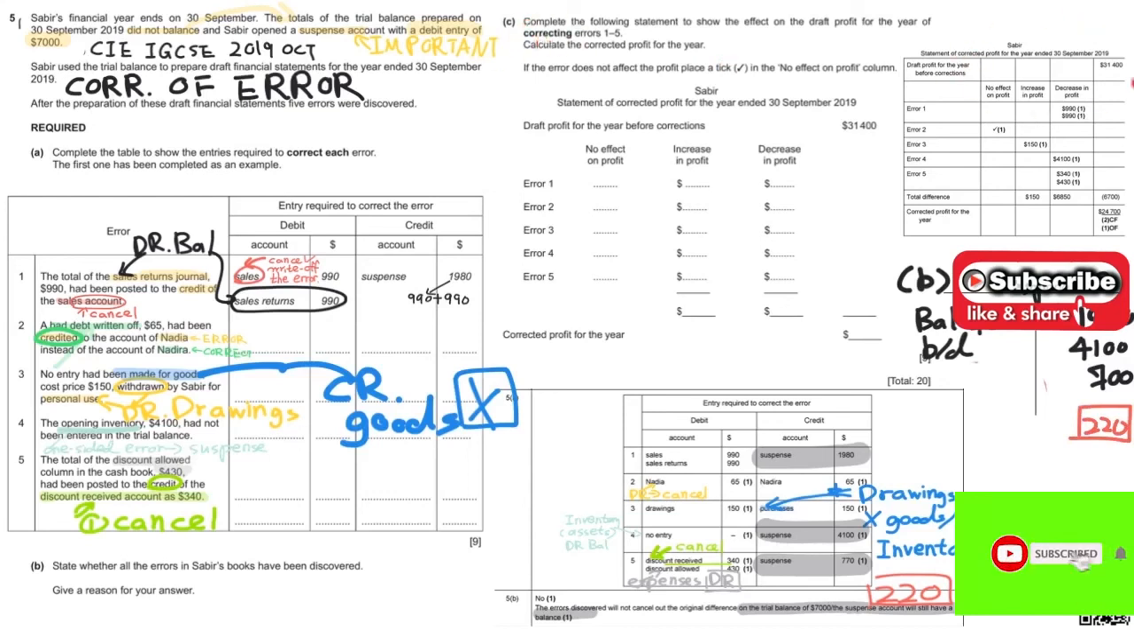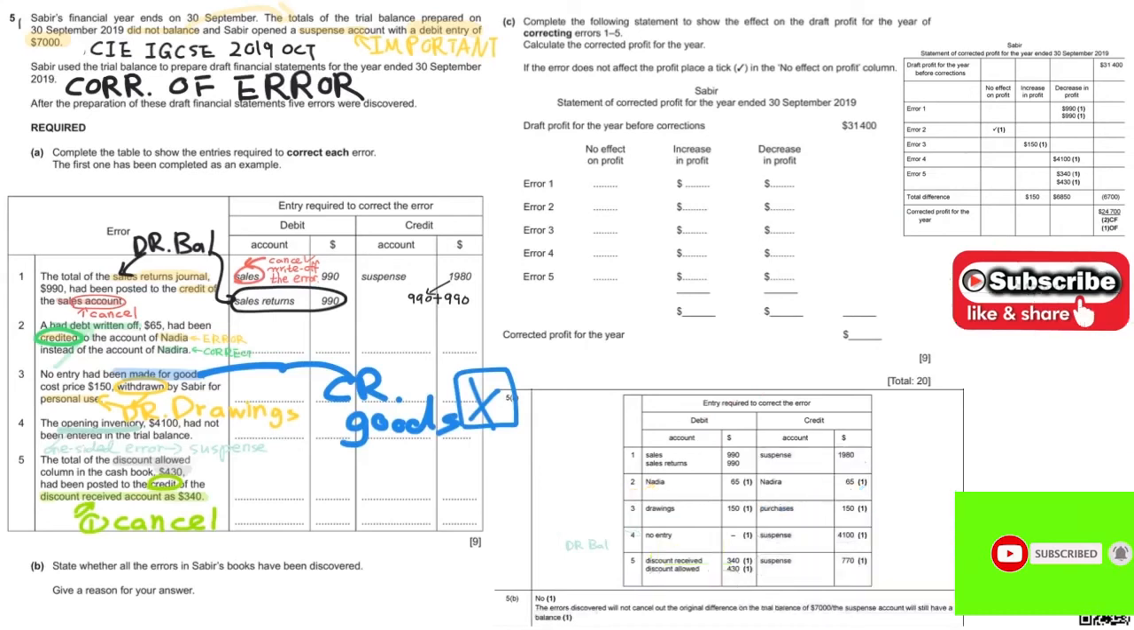So for part C, the answer is here. So let's take a look. We have to check the effect, whether they will affect the profit. So how to do this? I would like to take a look here. We have to make use of this answer to compare with this one. So if you don't mind, I would like to cross out all the workings.